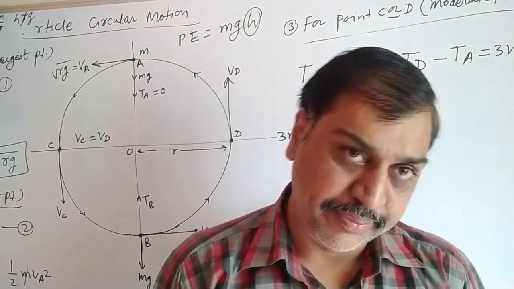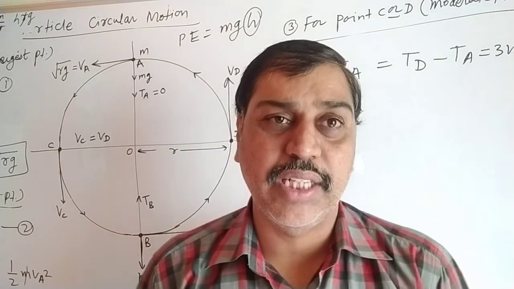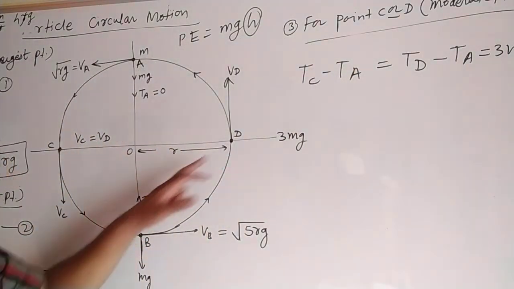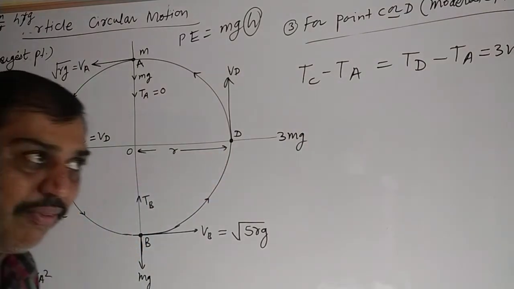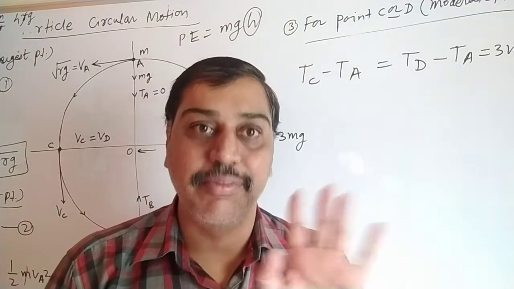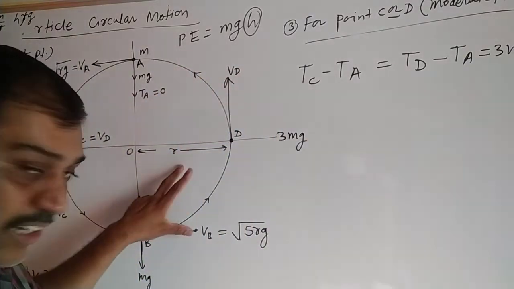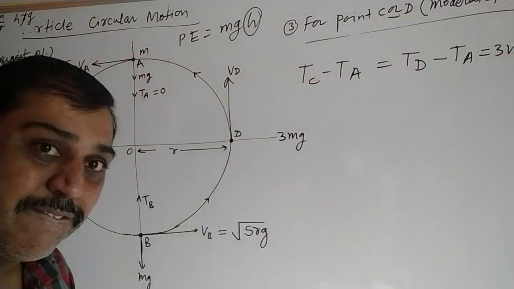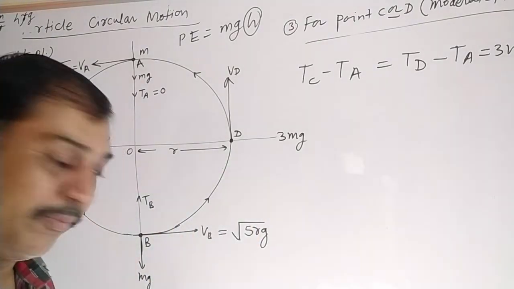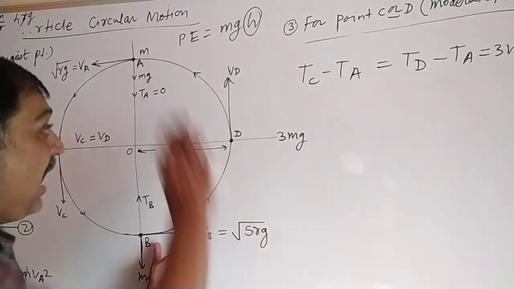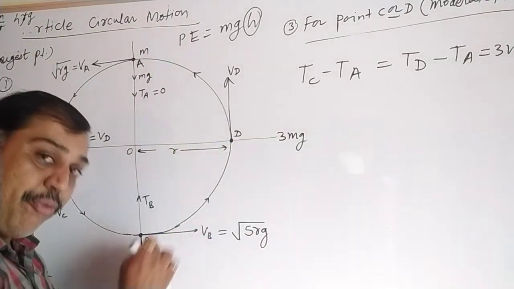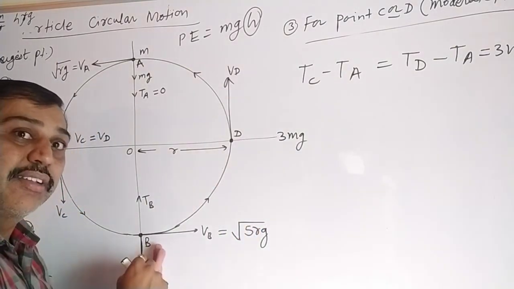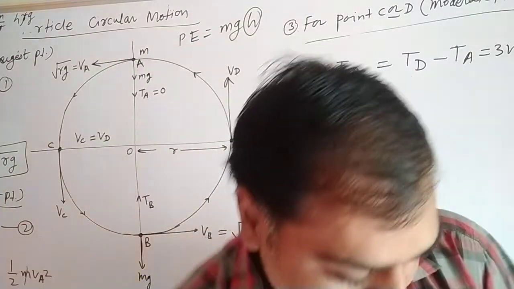Now the question comes. Suppose some question gets asked in the board examination: what is the difference in the tension between B and D or B and C? It must be 6 minus 3, so 3 mg. For A it is 6 mg. For C and D, if you want to find the difference, it must be 0, because here it is thrice mg and here also thrice mg. So let's go further.